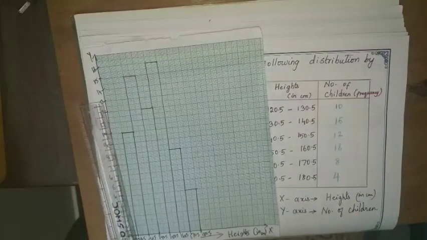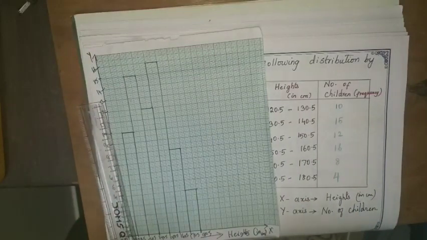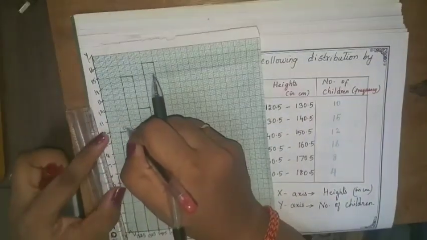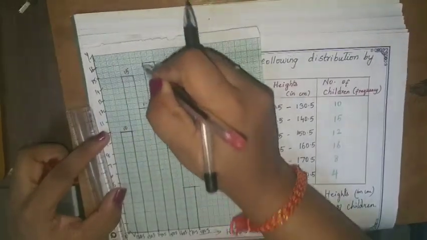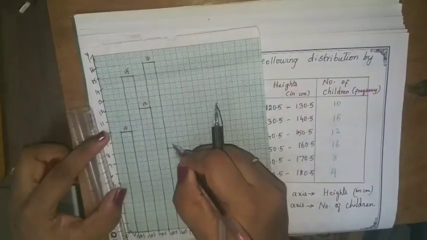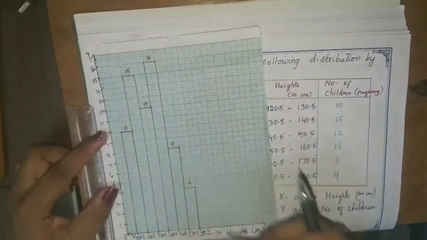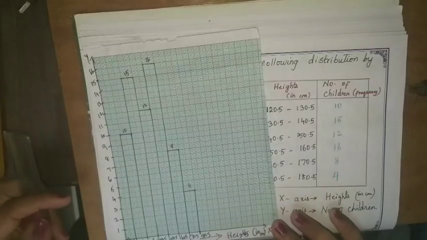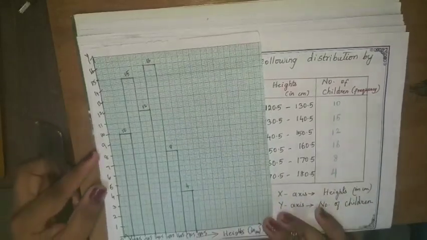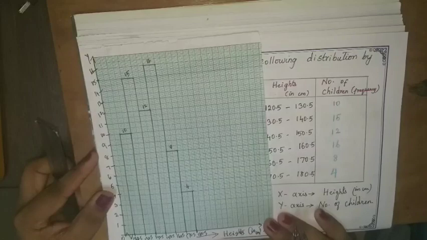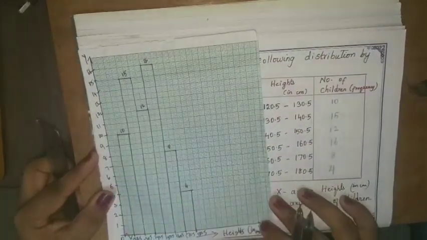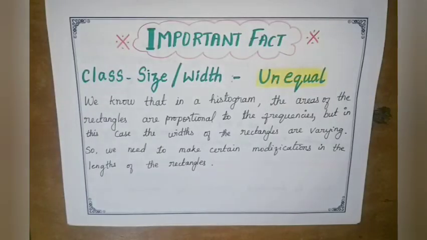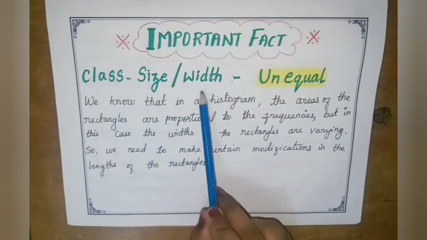So here it is. The frequency is 10. Here the frequency is 15. Here the frequency is 12. Here it is 16. Here it is 8. And here it is 4. This is how you represent the frequency distribution of a continuous class interval in a histogram. Another important fact in grouped frequency distribution is unequal class size or class width.